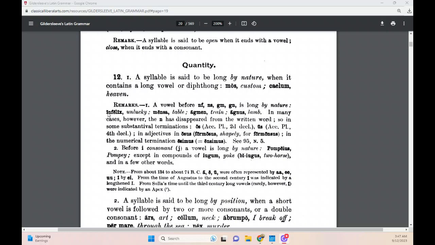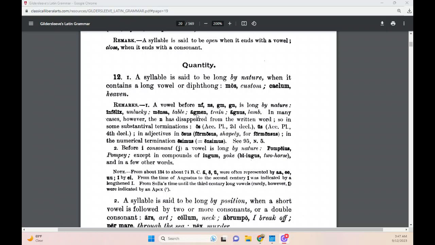Infelix. So that's long by nature because it's followed by NF. Here we see the vowel E followed by NS, which is another one of these pairs of consonants. And so this rule tells us that E is long by nature here, so we'll pronounce it with more length. Mensa, mensa. Here we have the vowel A followed by GM, which is one of these pairs.